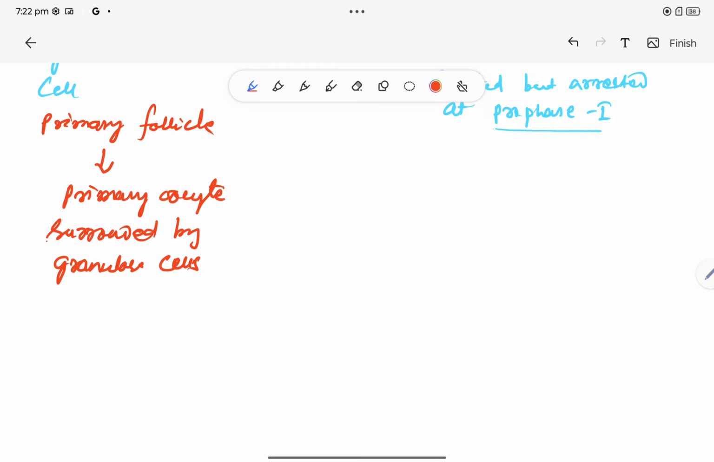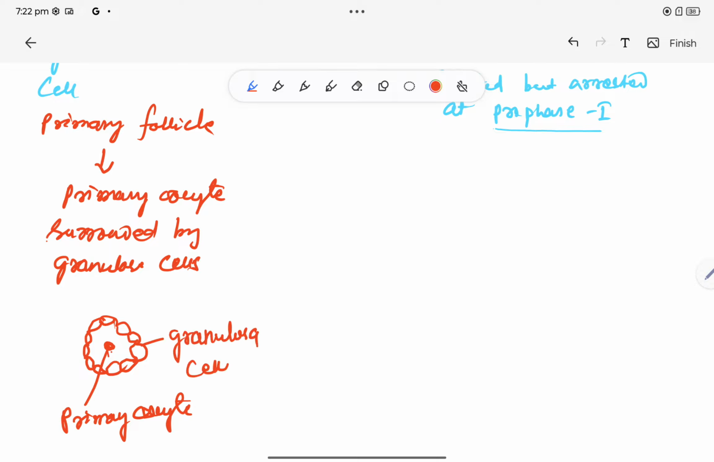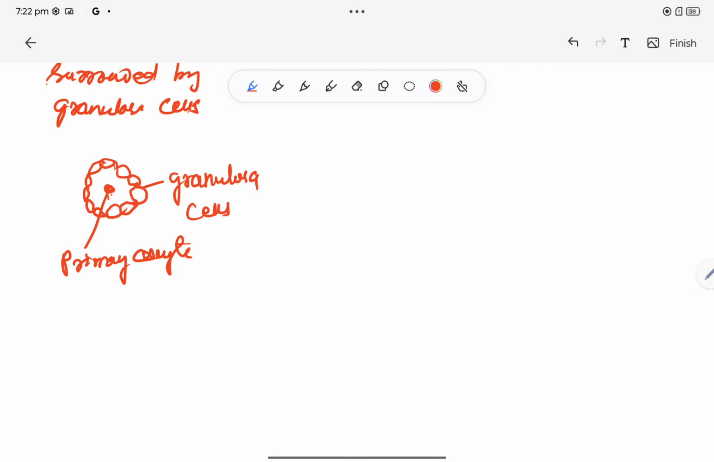So let me show you with the help of a diagram. Suppose this is the layer of cells, and here is the primary oocyte, and these are granulosa cells. Okay, and together it constitutes the primary follicle. So these primary follicles gradually degenerate during the phase from birth to puberty.